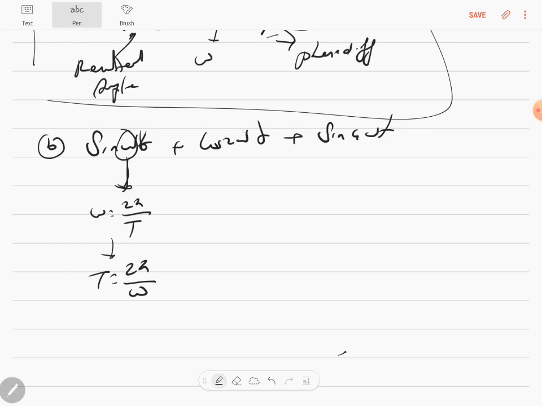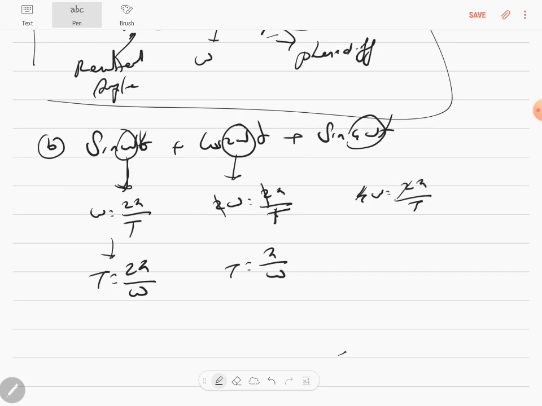Now come here. What is the coefficient of t for this function? 2 omega. So 2 omega is equal to 2 pi by capital T. 2 and 2 get cancelled, so the time period here is pi by omega. Coming to the next, 4 omega is equal to 2 pi by capital T, so the time period here is pi by 2 omega.